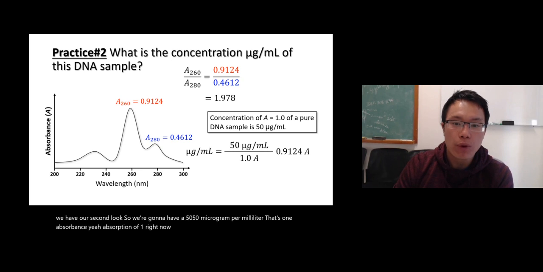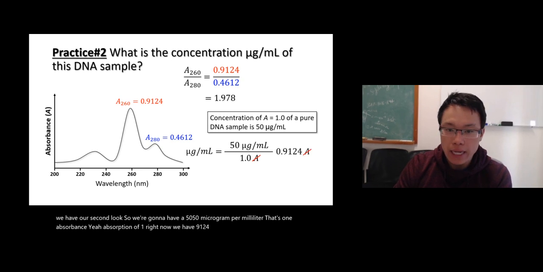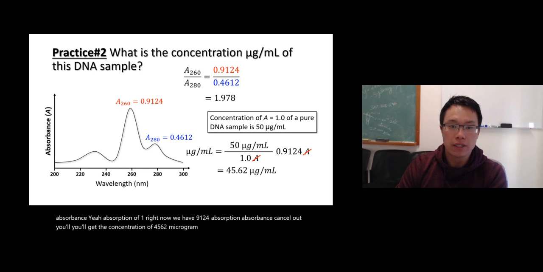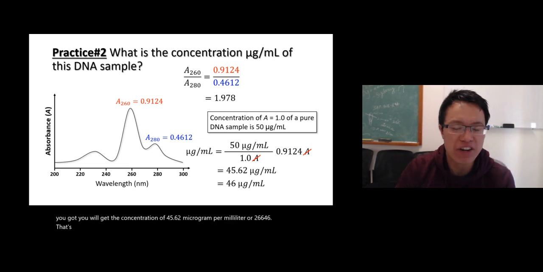Right now we have an absorbance of 0.9124. The absorbance units cancel out, and you get a concentration of 45.62 micrograms per milliliter. That's it. All right, very simple.